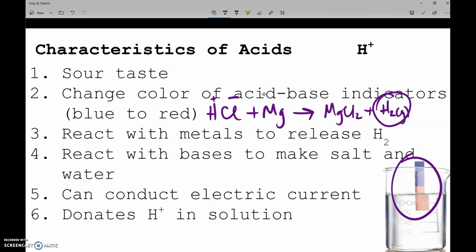Okay. Another thing that acids do is they can react with a base to make a salt and a water. They can also conduct electric current because they break up into ions. They break up into a positive and a negative charge like we're seeing up there. And then acids will donate hydrogen ions in a solution. So a characteristic of acid is the fact that they have these hydrogen ions, which is why that positive sign is right there.